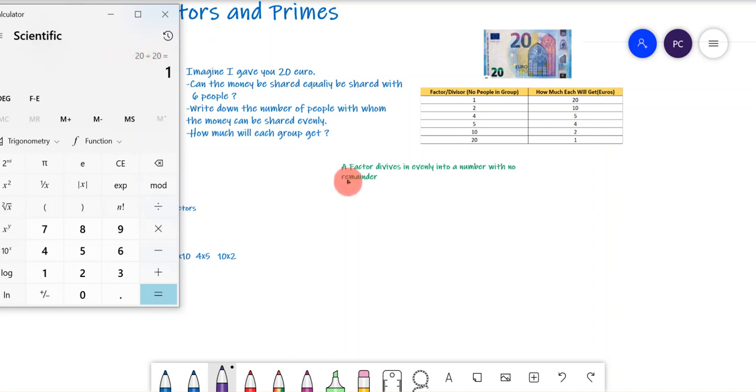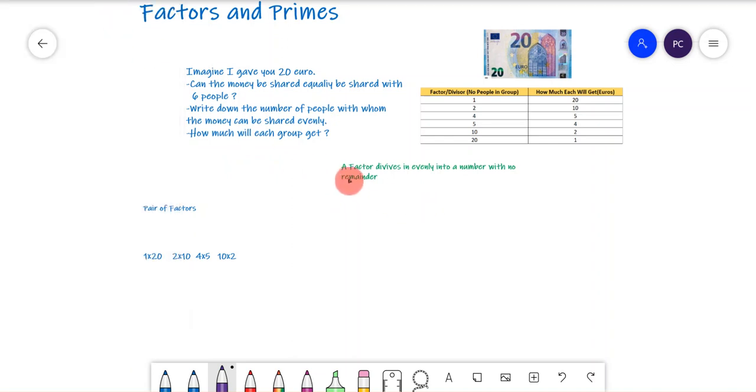So this is just to introduce what we mean by factors, like what is a factor. A factor divides in evenly into a number with no remainder. That's what we mean by a factor. Basically, if we take any number and get some factors of it, the factors are the numbers or the divisors that will divide in evenly into that number.